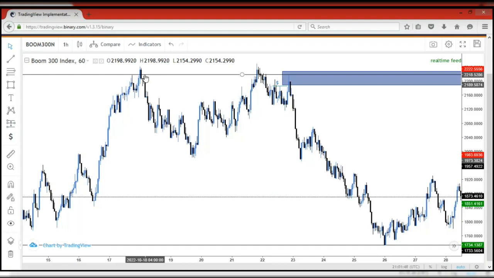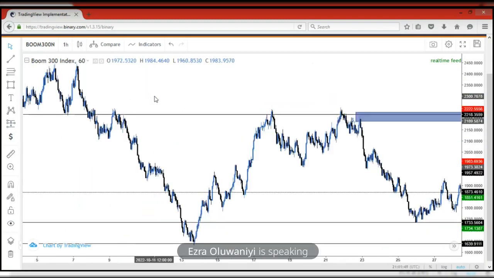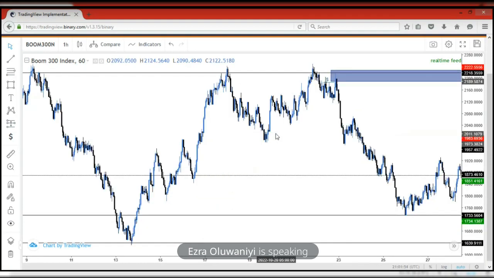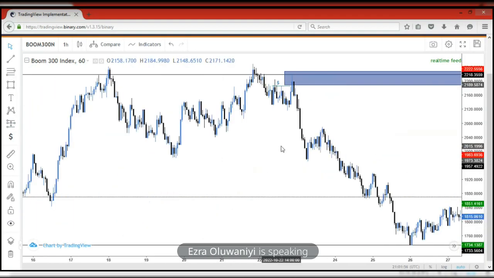Yes, sir. That's the structural point on daily. See it here, price got to it here. Now let me show you what happened. Price broke structure on this time frame. I told you some losses are just normal losses. Sometimes it happens.